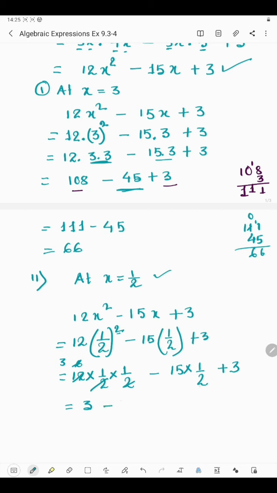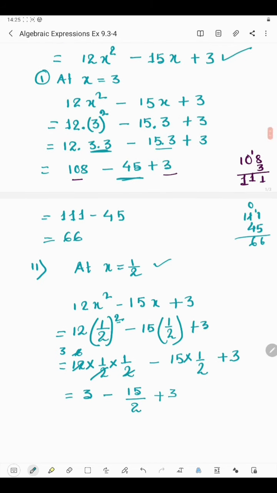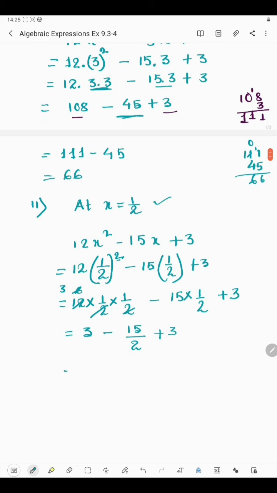Now come to the second term. Here 15 and 2 cannot be cancelled by the same number. So 15 multiplied by 1 is 15, and in the denominator we have 2, plus 3. So 3 plus 3 is 6. Now 6 minus 15 by 2. Here no digit is present in the denominator of 6, so we can consider it as 1. So 2 multiplied by 1 is 2.